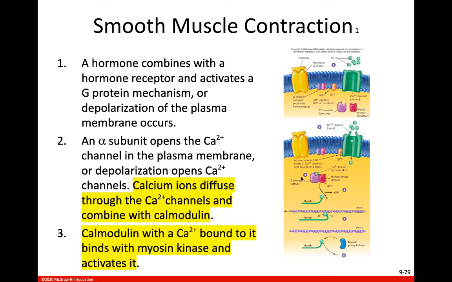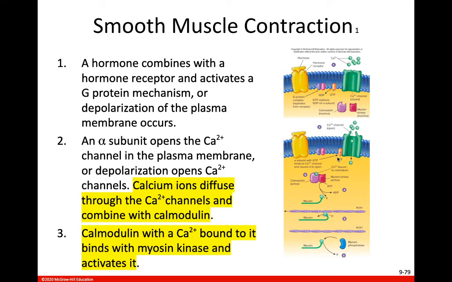Calcium ions will diffuse from outside the cell to inside the cell, and here are the calcium ions. Here we have the calcium ions coming through a calcium channel that has been opened by this G protein mechanism. Here we have calcium ions coming into the cell from outside the cell.